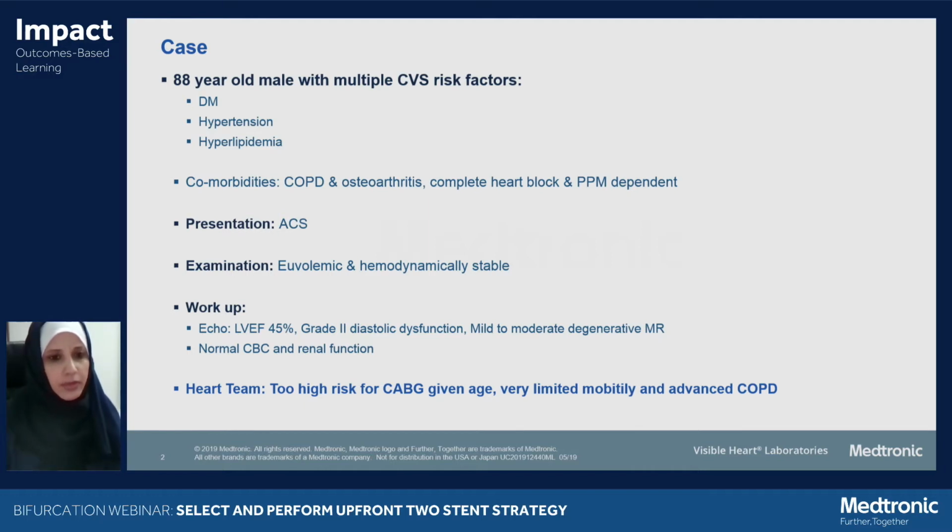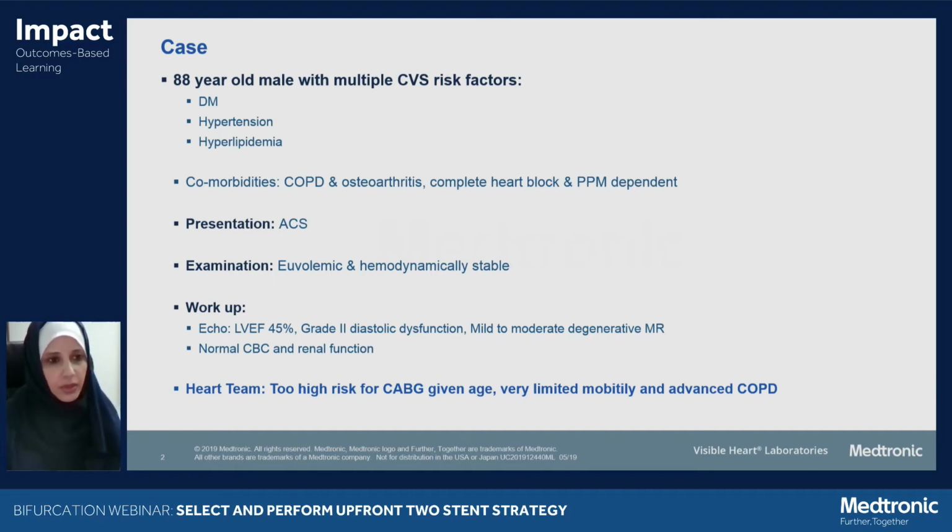Even before we took him to the catheterization, at the heart team meeting, given his age, very limited mobility, and advanced COPD, and I actually don't have it on the slide here, he has a unilateral completely occluded carotid. The surgeons deemed him too high risk for any bypass surgery.